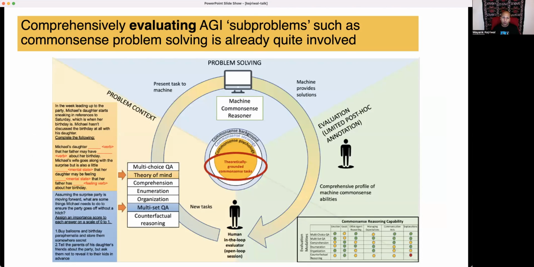This is from one of our own papers, where we also think that there's an entire new science around comprehensively evaluating AGI subproblems, such as common sense problem solving. And historically, even going back 2-3 years before the large language models, it was again very, very reductionist. So there would be a paper on multi-hop question answering. There would be a paper on summarization. And more recently, there would be a paper on theory of mind.